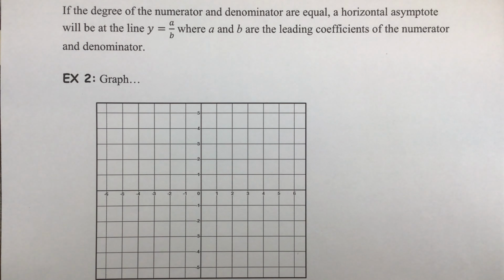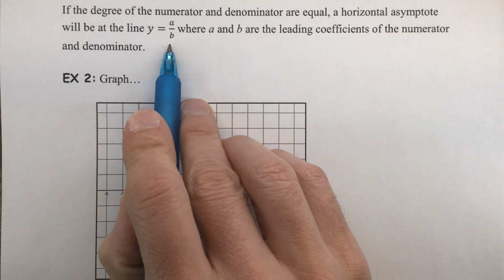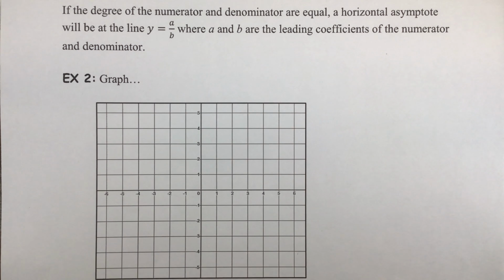All right, our second case, if the degree of the numerator and the denominator are equal, a horizontal asymptote will exist, and it's going to be at a particular line. It's going to be at the line y equals a divided by b, where a and b are the leading coefficients of the numerator and the denominator. Sounds like a lot, but it's actually really, really easy.